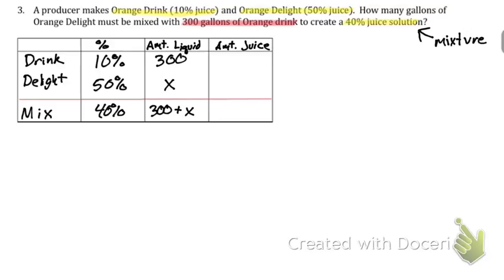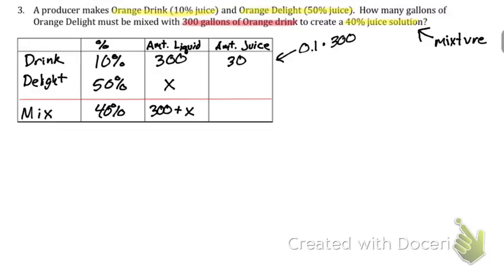Although they don't talk directly about what our amount of juice is, we can calculate it from this equation. If I have 300 gallons of this orange drink, only 10% of it is juice. To find the amount of juice, you are just going to do 0.1 times that 300. Wait, why is it 0.1? Because it's percent. So we move the decimal place 2 places. In other words, 10 divided by 100. So we are going to have 30 gallons for that.